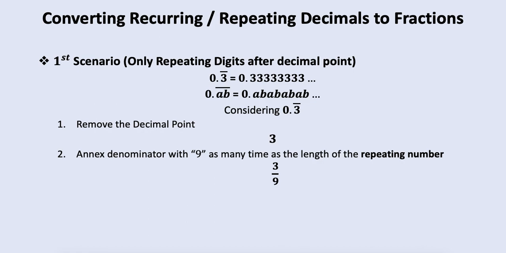If I consider the scenario in which the repeating number has a length of 2, for example 0.34 with a bar over 34, and 34 is repeating, in that scenario I will divide 34 by 2 times 9, so that will be 34 over 99. And the last step is to reduce the fraction to the least form as required in the question. So this will become 1 over 3.